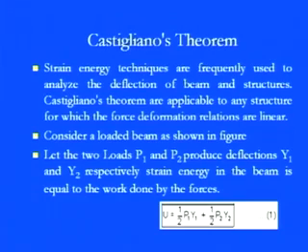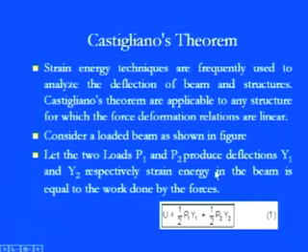Now consider a loaded beam, which I am going to show you on the next slide. There are two main loads, P1 and P2, which produce two different deflections, Y1 and Y2 respectively. The strain energy within the beam is equal to the work done by the forces. Since we have two different forces and both are equally responsible for the corresponding deflections, the strain energy U is equal to half of P1 Y1 plus half of P2 Y2.